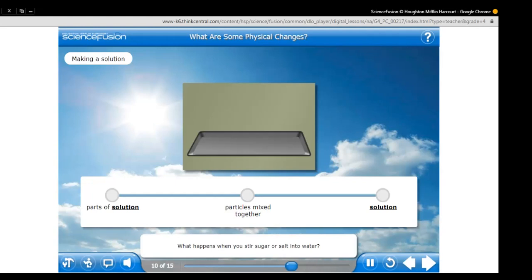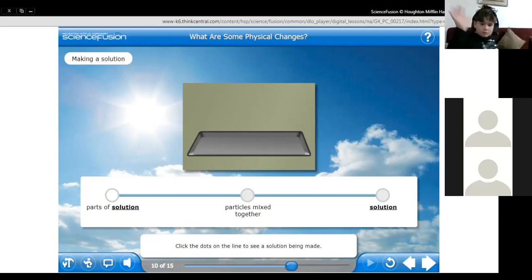What happens when you stir sugar or salt into water? Click the dots on the line to see a solution being made. Okay, here come the steps to make a solution. Yes, Mu'taz?